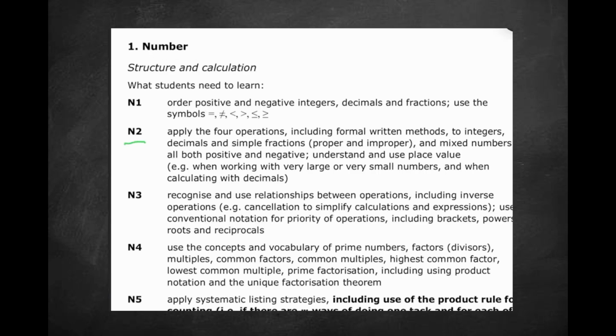So moving on to N2 then, apply the 4 operations, including formal written methods to integers, decimals, and simple fractions, proper and improper, and mixed numbers, all both positive and negative. Understand and use place value, e.g. when working with very large or very small numbers, and when calculating with decimals.